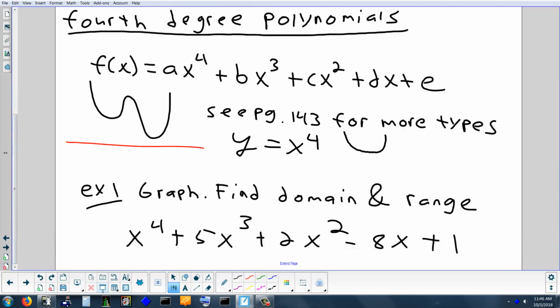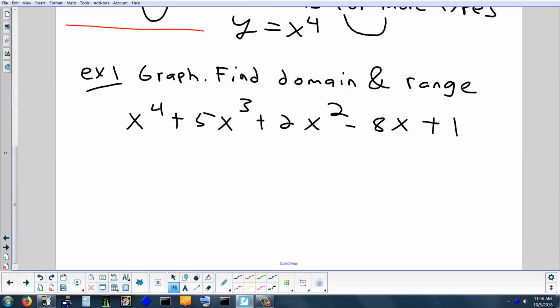Okay, let's look at this one. It says to graph it and then find the domain and range. Well, it's a polynomial, so let's start with the domain. What's the domain? All real numbers. You can raise any number to the fourth power. You can cube any number. You can square any number. You're not square rooting. You're not dividing by letters. So it's all real numbers.